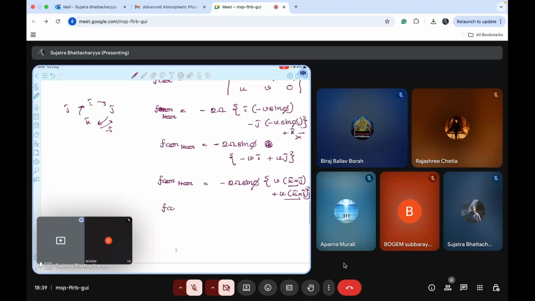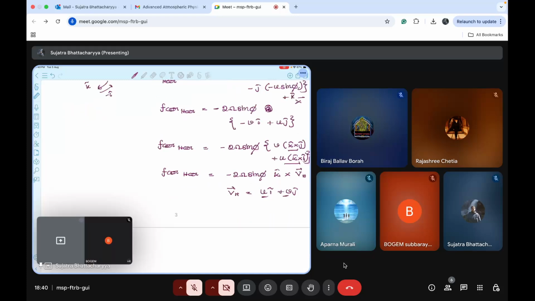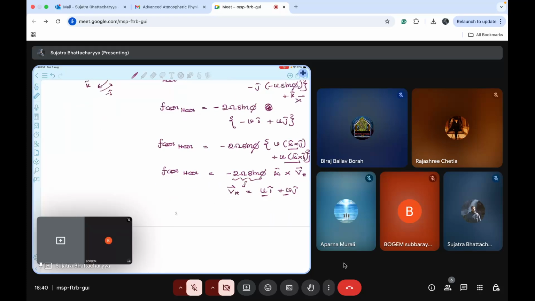So finally, in the vectorial form, we can write this as minus 2 omega sin phi k cross the v vector, and this is the horizontal v vector. So v horizontal is u i hat plus v j hat, only the horizontal velocities, x and y velocities. So this 2 omega sin phi is called f. Sometimes it is called the Coriolis parameter.